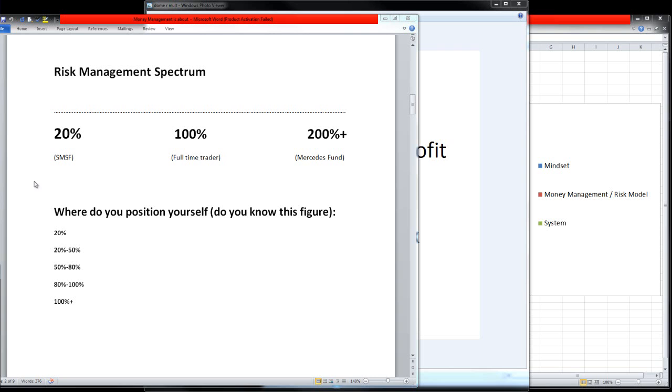Okay, so just before we move on, what I've got here is a risk management spectrum. Meaning, have you sat down, and what I'm going to ask you soon is, what is your annual objective? You never start trading, or you never start setting off on any sort of plan unless you have an objective in mind. It doesn't matter whether it's sports, business, or trading, you always have an end goal in mind, okay? So an end of year objective, for example.